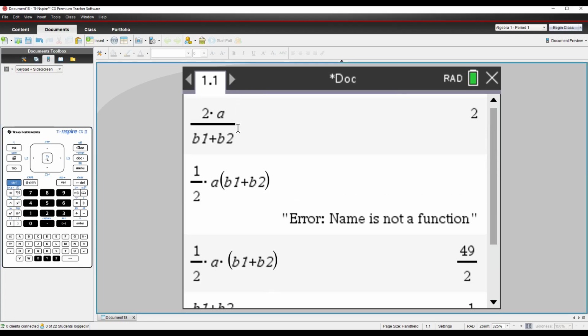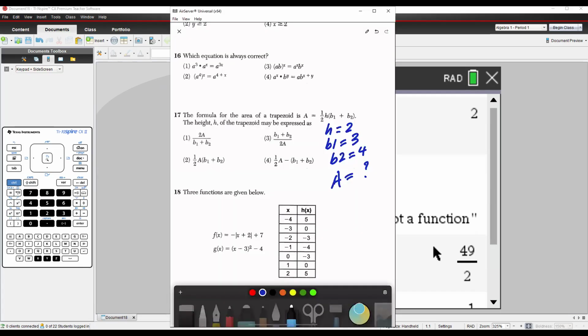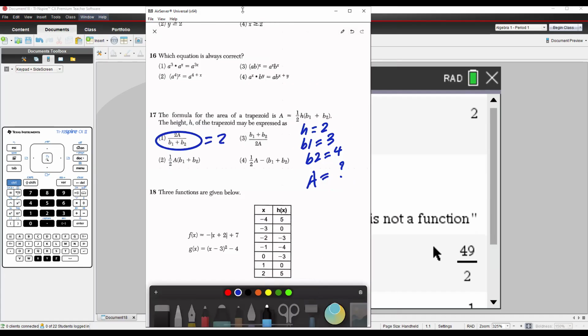This is the one, because the h value that we put in there was 2. So if we go back over here, it would be this one, because this is equal to 2. This one was equal to 49 over 2, which is not 2, and this one was equal to 1/2. We want it to be equal to h, which was 2.